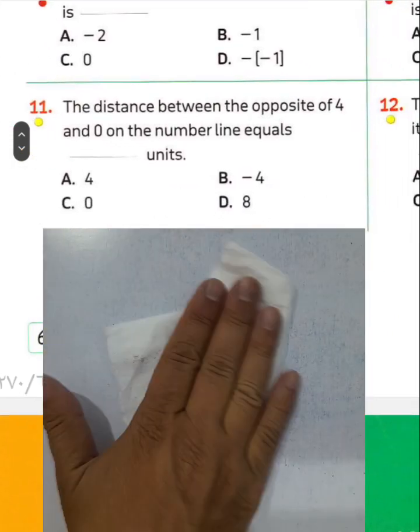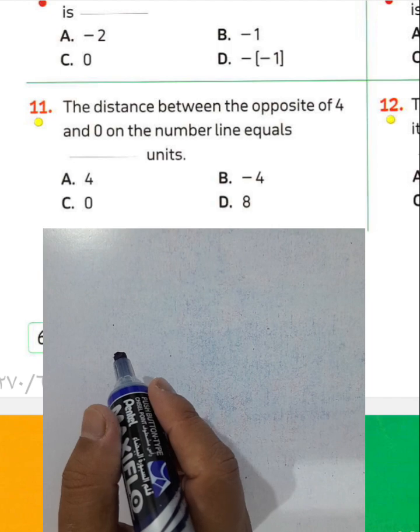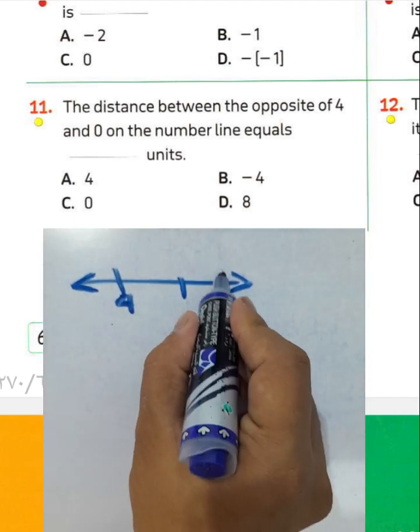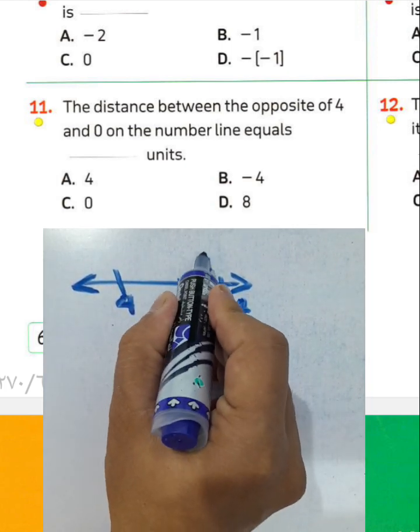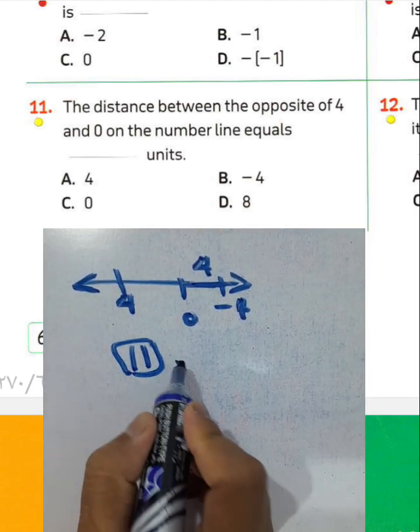Question 11. The distance between the opposite of 4 and 0 on the number line equals blank units. We want to find the distance between the opposite of 4 and 0. The opposite of 4 will be -4, and the distance between -4 and 0 will be 4 units. Choose letter A for question 11.